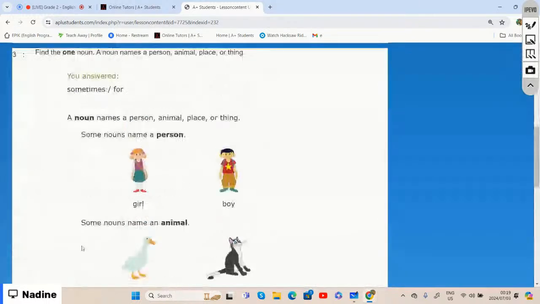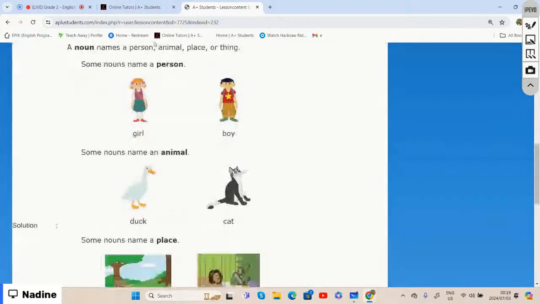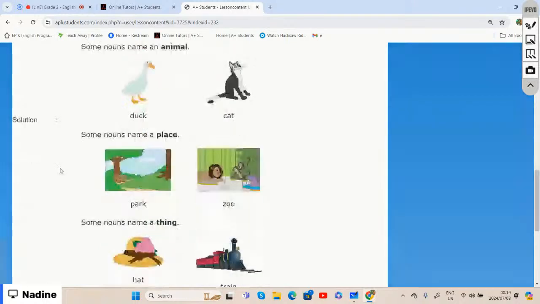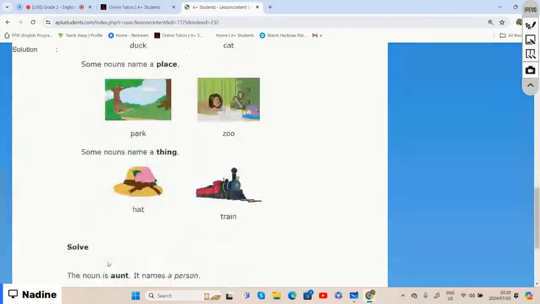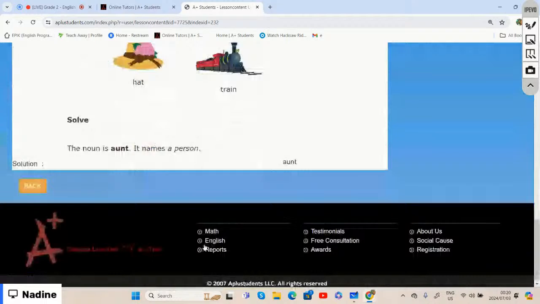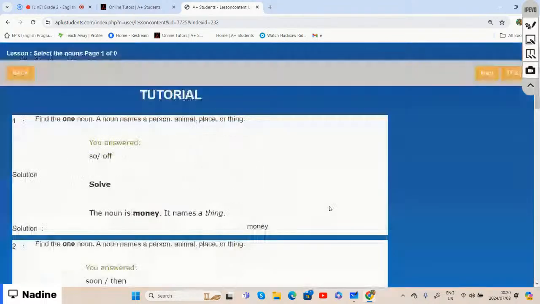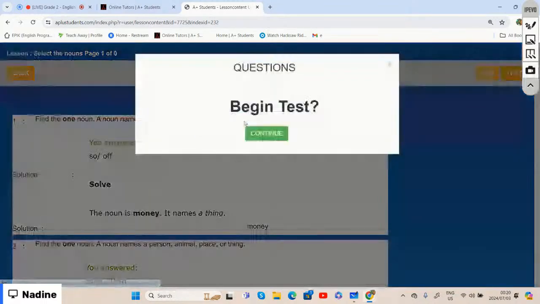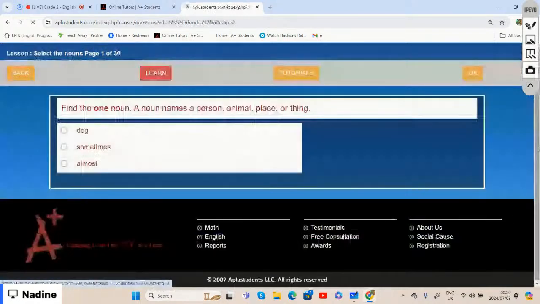But once again, we said nouns name an animal, a person, a place, or a thing. And we said that some nouns name a person, like girl or boy. It names an animal like a duck or cat. It names a place like park or zoo. It names a thing like hat or train, right? So let us quickly go to our test.